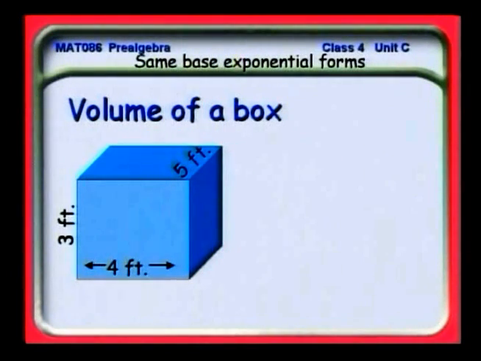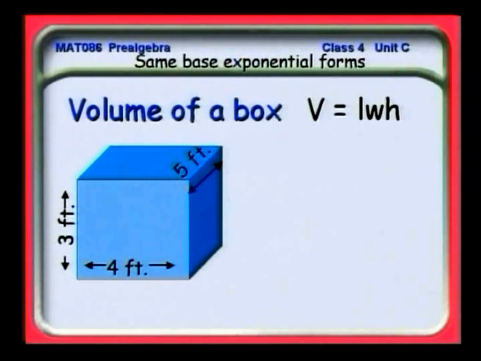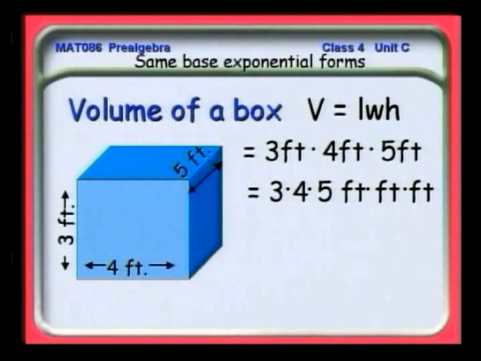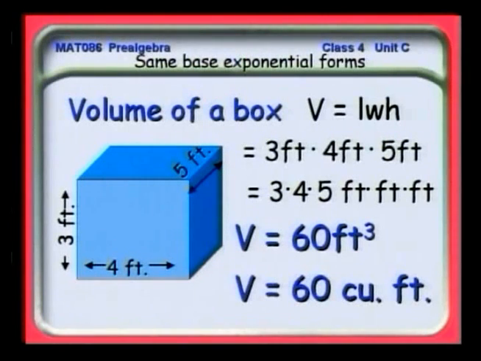Here we have a box 3 feet by 4 feet by 5 feet. We know that the formula for volume is length times width times height. That's 3 times 4 times 5, feet times feet times feet. Treating this exactly the way we treated multiplication of monomials, we have 3 times 4 times 5 times feet times feet times feet. Doing that, 3 times 4 times 5 is 60. Feet times feet times feet is feet cubed, or cubic feet. This tells me that I have a good chance of having done this problem right if I haven't messed up the 3 times 4 times 5.